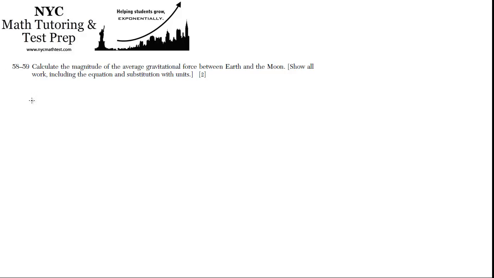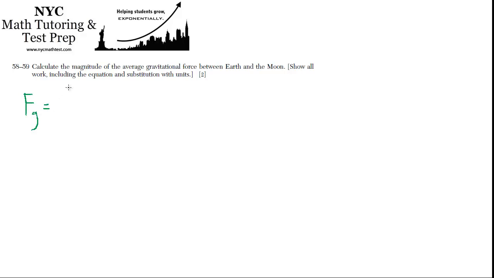Okay, so for finding the gravitational force, we have to use universal gravitation. We can't just use F equals mg because we're talking about planets. The gravitational acceleration is not a constant 9.81. It depends on the mass of the planets and how far away they are and all that other stuff.